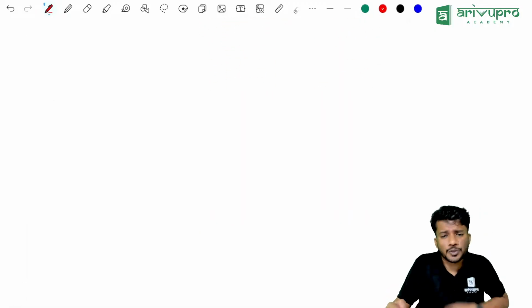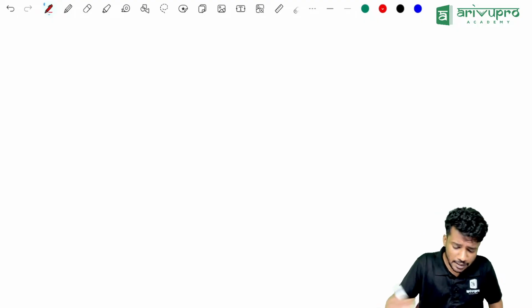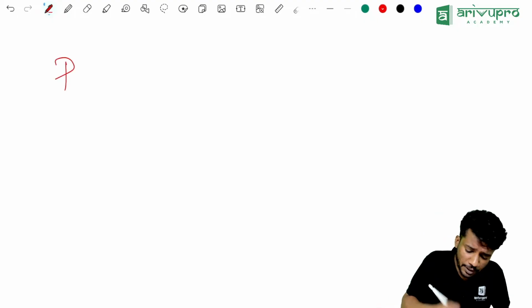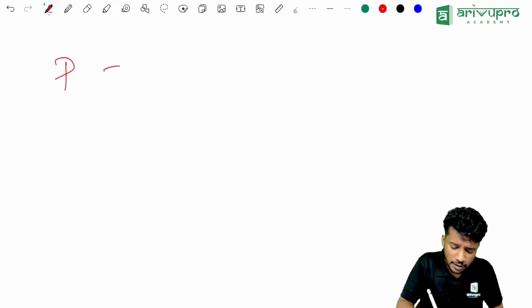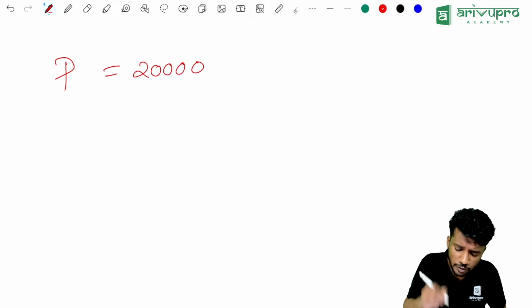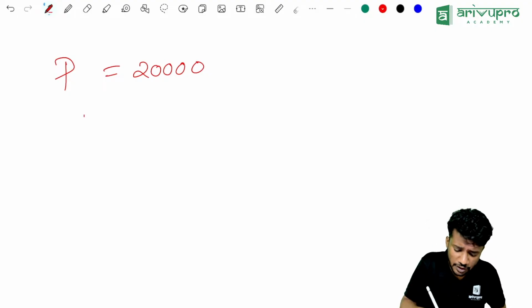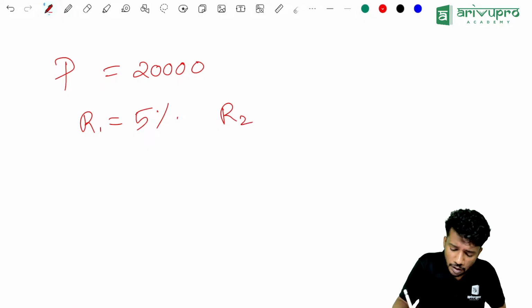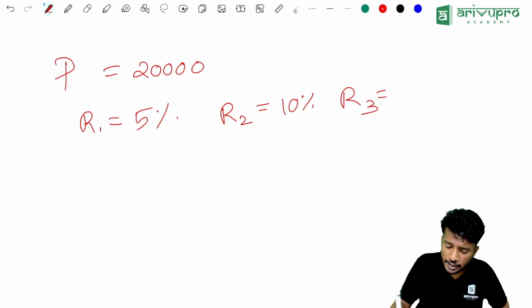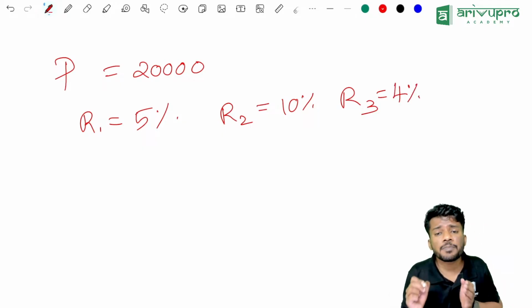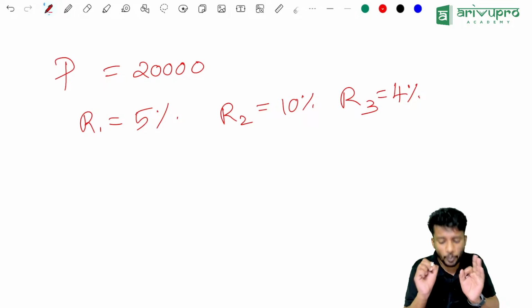In certain questions from our chapter 4, they will say that the initial principal is 20,000 or 30,000 rupees, and for the first year the interest rate R1 is 5% per CI, R2 for the second year is 10% per CI, and the third year it is 4% per CI.